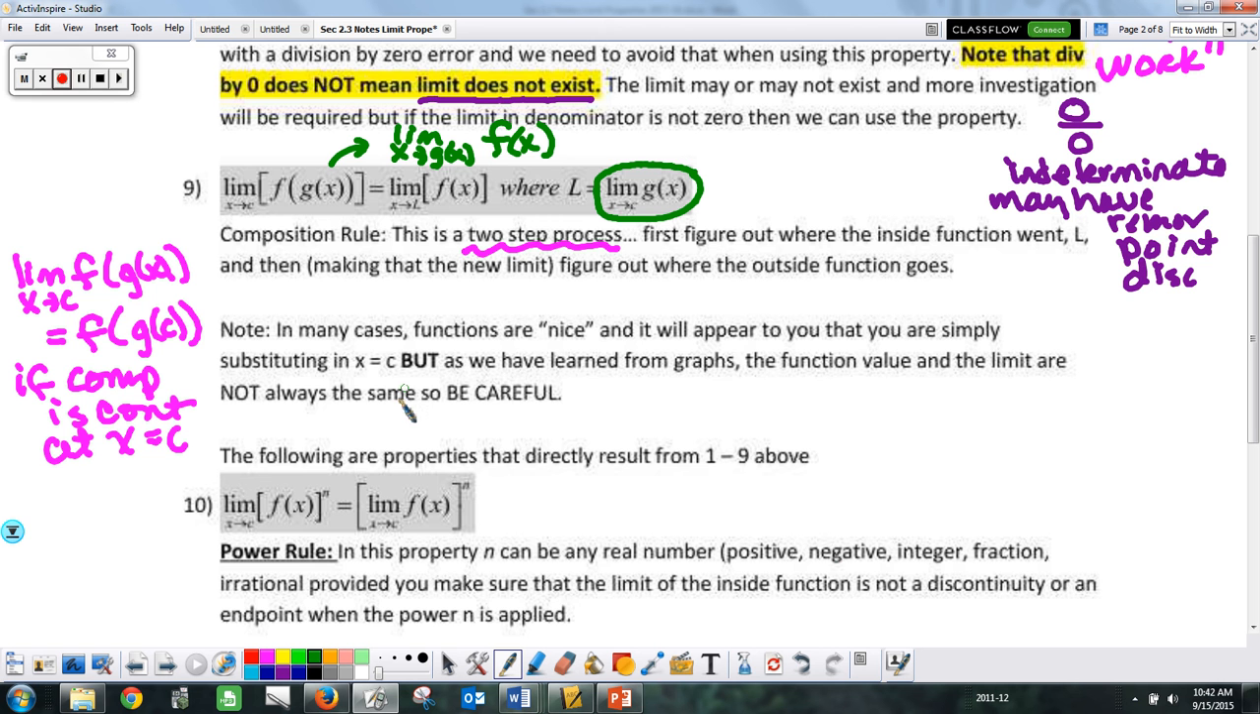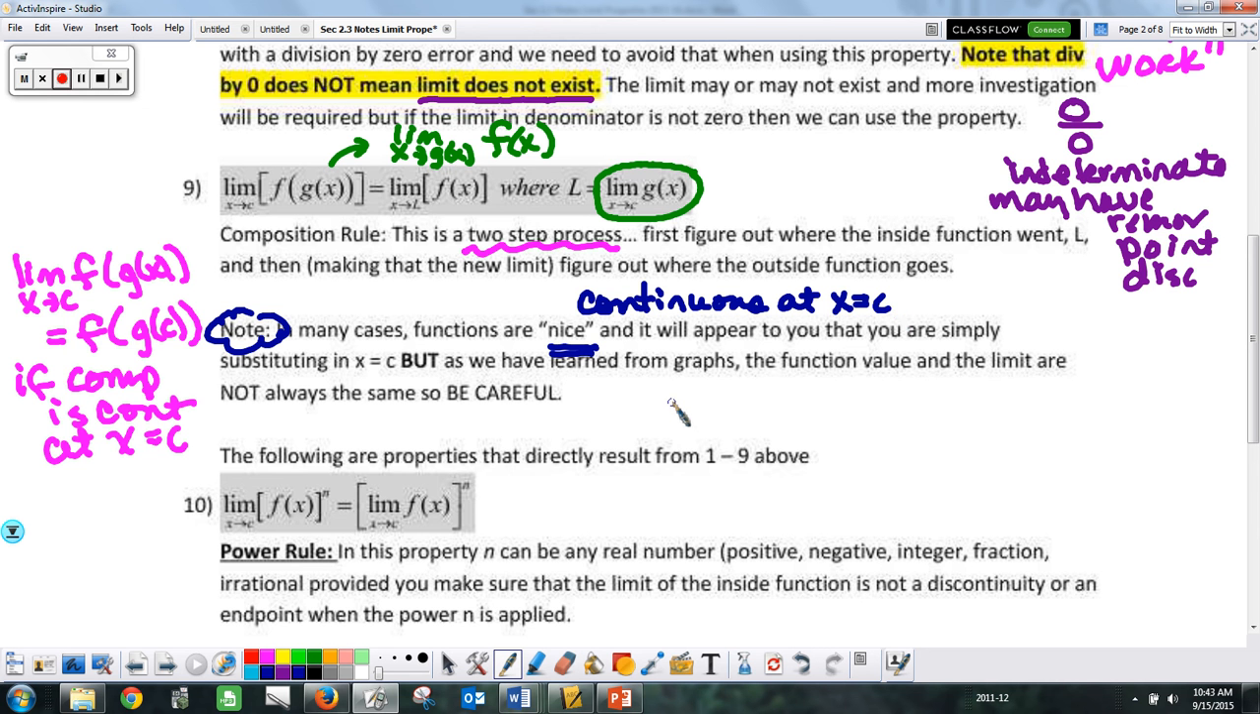And again, I can't stress this enough when we start doing examples: in many cases, functions are nice. And remember, nice means continuous at x equal to c. If they are nice, then you will want to substitute, because if it's continuous, we've already learned that direct substitution works. But you have to be very, very careful about composition and continuity.